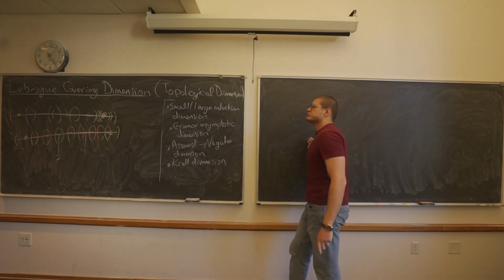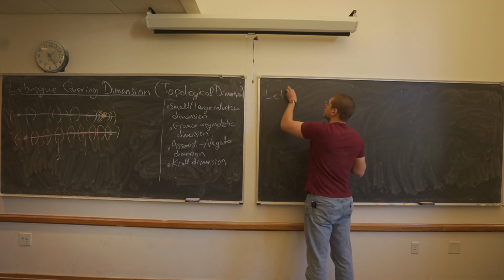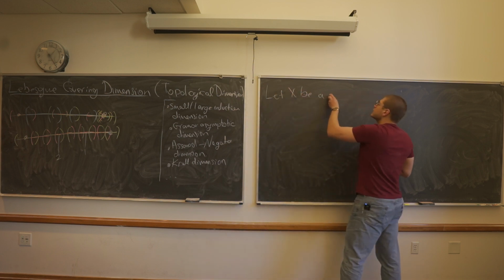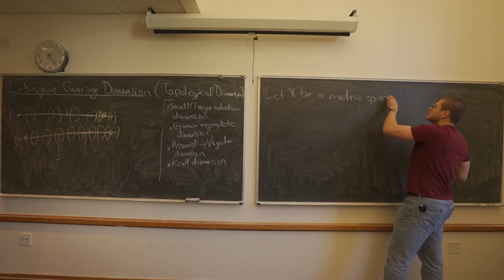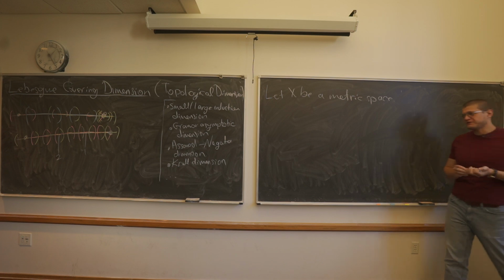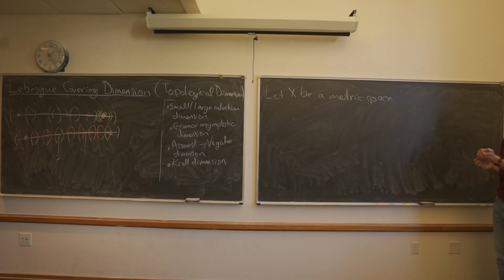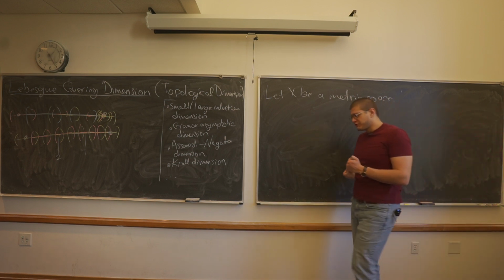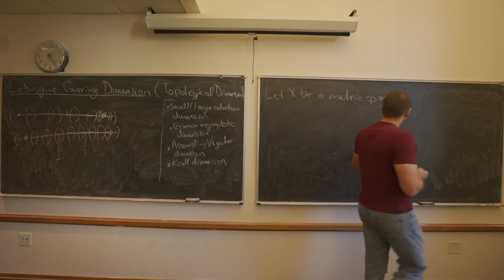So first, the notion of an open cover. I don't actually need X to be a metric space. A general topological space suffices here, but since we didn't define it, I'm just going to stick to metric spaces. I'm going to call a collection of subsets of X, which I'm going to denote by curly U, an open cover.